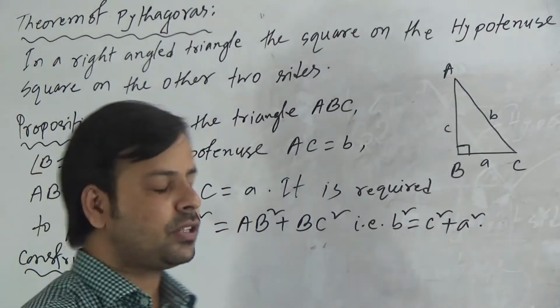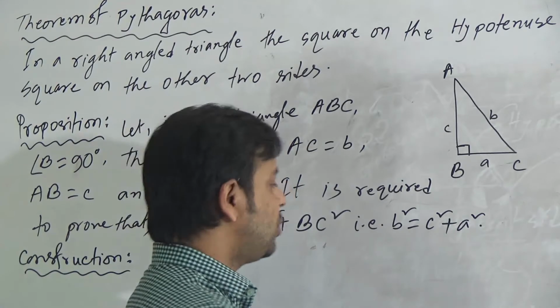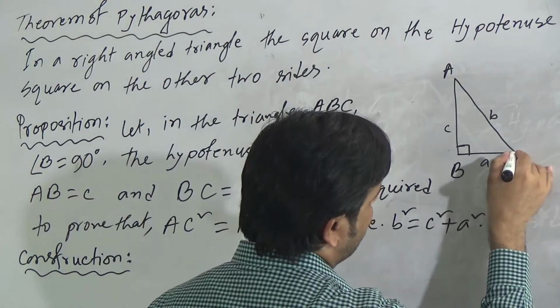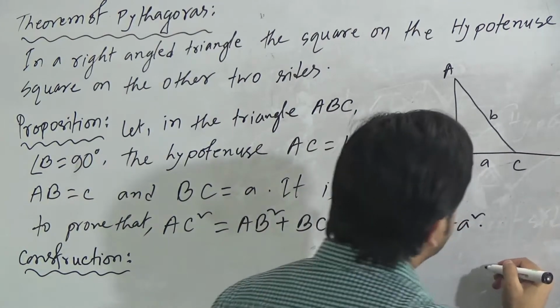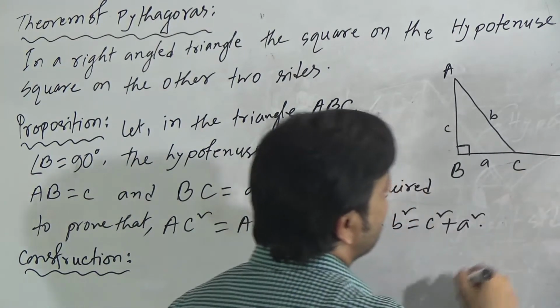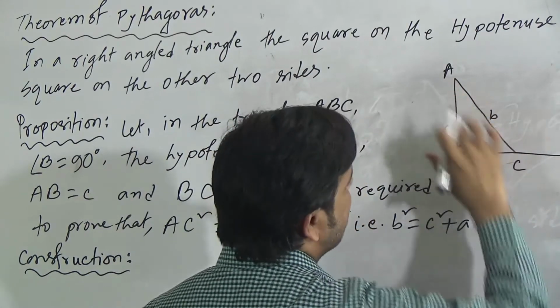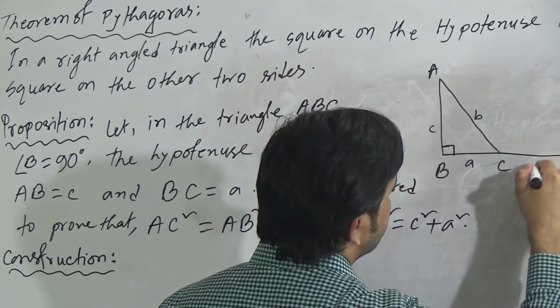What is the construction here? For the proof, we need to draw something here in the figure. Extend BC up to D such that CD is equal to AB.